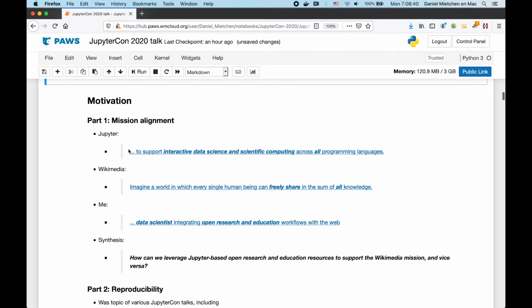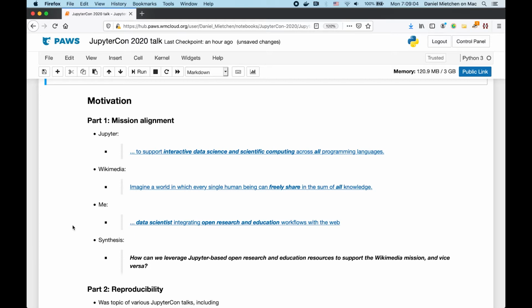If you look at the mission of Jupyter, it is there to support interactive data science and scientific computing across all programming languages, whereas Wikimedia imagines a world in which every single human being can freely share in the sum of all knowledge. And I'm a data scientist interested in integrating open research and education workflows with the web, so we have correspondence here and here, here and here, and then here and here.